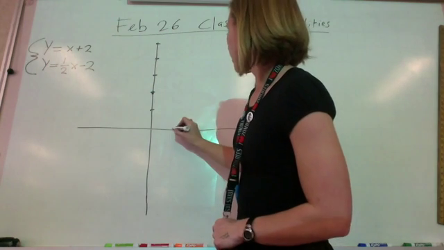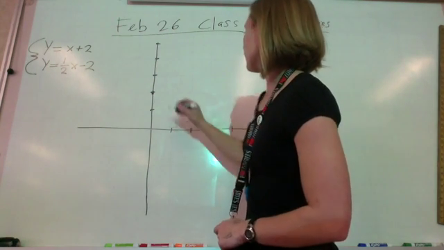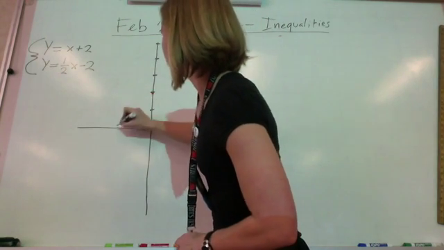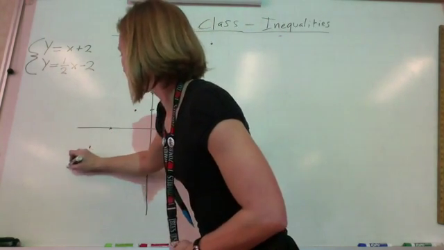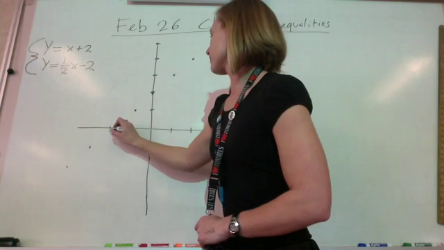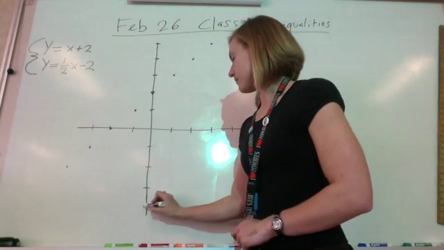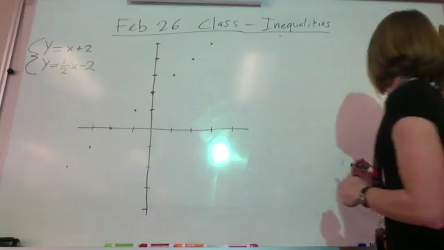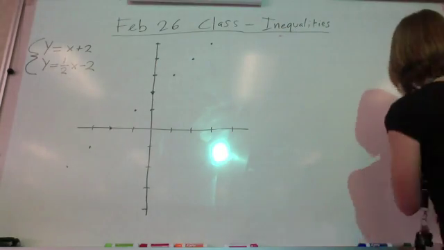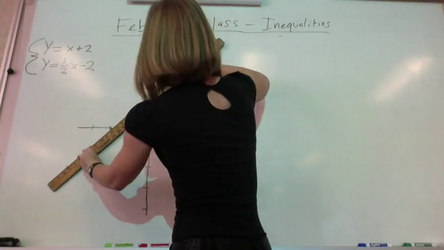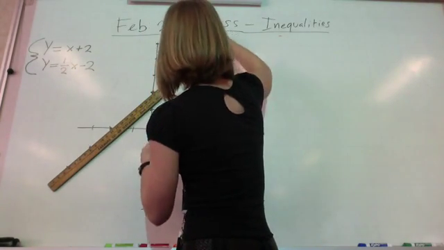And then what's my slope? 1. So I'm going to go up 1, over 1 each time. And we can make ourselves a pretty little line.